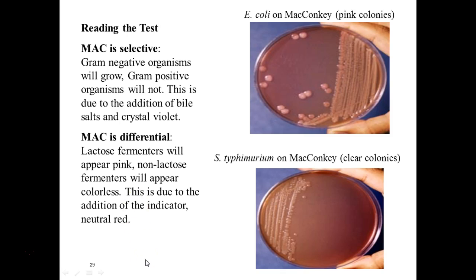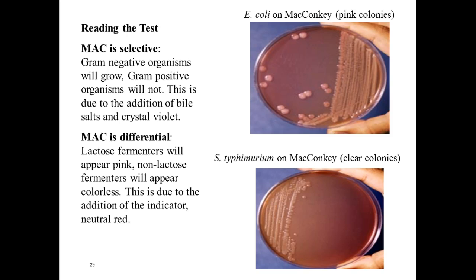Now, MacConkey agar, which we don't use in the microbiology lab, we use one similar to it, is both a selective and differential media. Selective means what? Means we're selecting for a particular group. How is it that we can get one group to grow and others not? What do we do to the other ones? We inhibit their growth. There's something in that media that's toxic or inhibitory to the organisms we don't want growing, and thus allowing us to select for the ones we want.